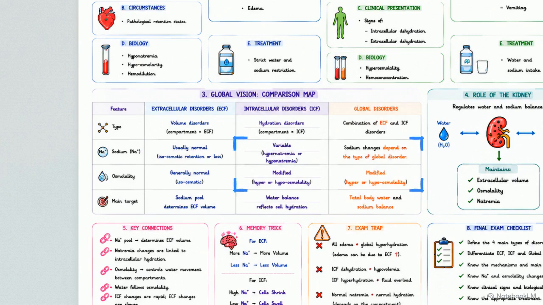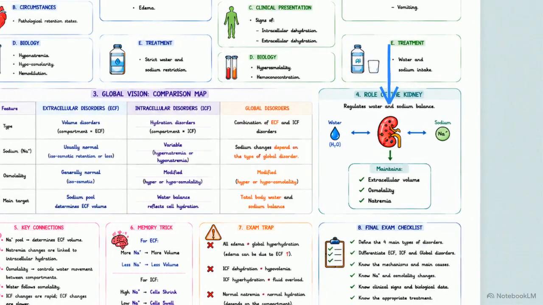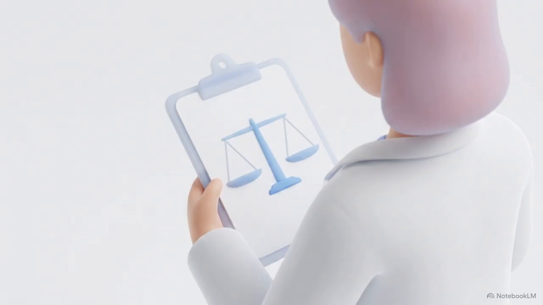Managing this system falls to the kidney, the ultimate regulator of water and sodium. The golden rule: sodium balance dictates extracellular volume, while osmolality controls cell volume. Master this single rule, and you have the biological foundation required to untangle any hydration disorder a patient might present with.